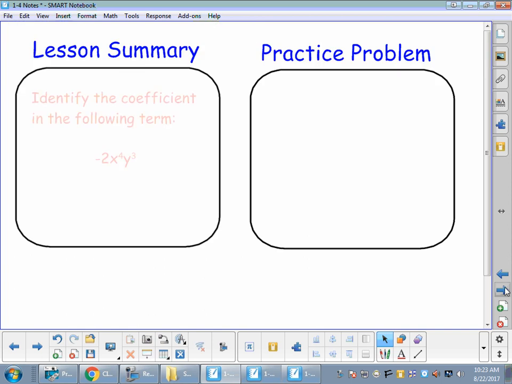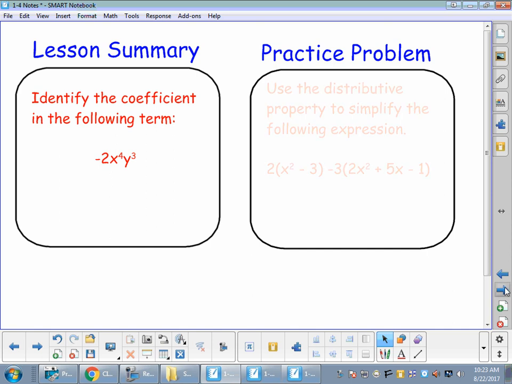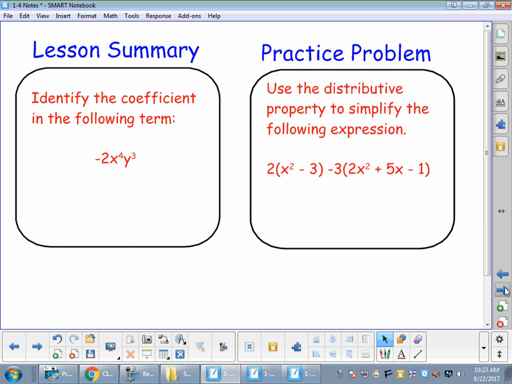So your lesson summary is to identify the coefficient of that particular term, and your practice problem is to use that distributive property and the simplification rules to simplify that. So I'm assuming you're going to have to distribute and then look for like terms to combine.